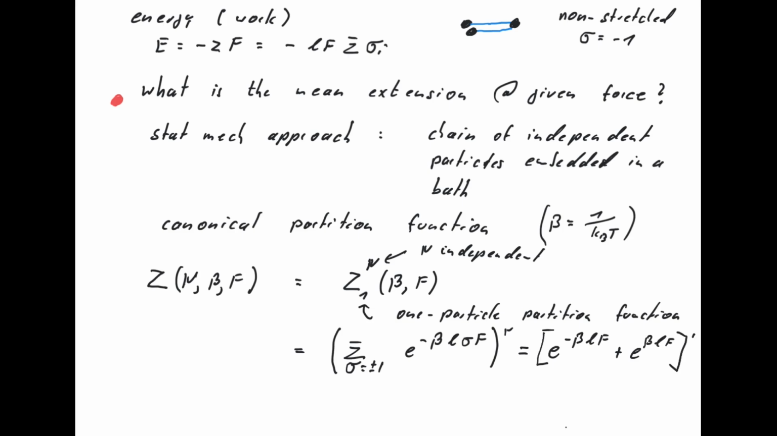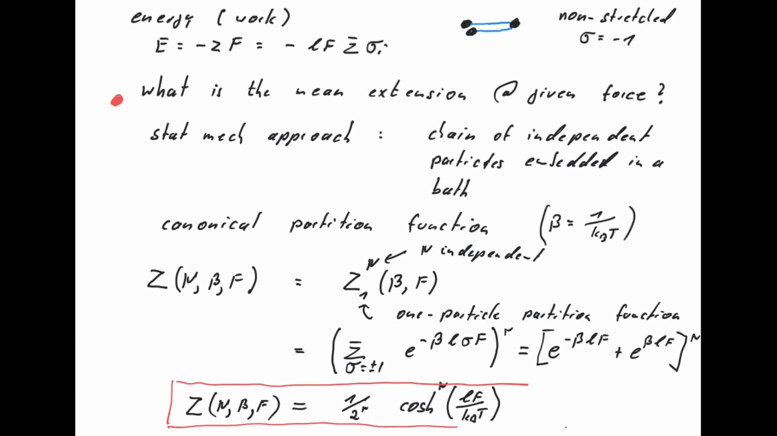Now, the form e to the minus x plus e to the plus x we can also express in terms of the cosine hyperbolic, and we obtain that the n-particle partition function Z of n, beta, and F is equal to 1 divided by 2 to the power n, cosine hyperbolic of LF beta, to the power n. Now, that functional form you might recall from our discussions on the paramagnet that we had in statistical physics.